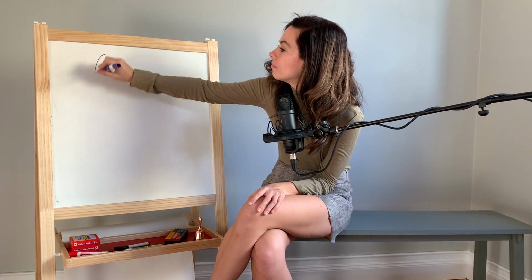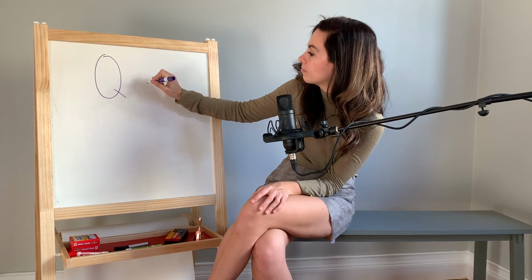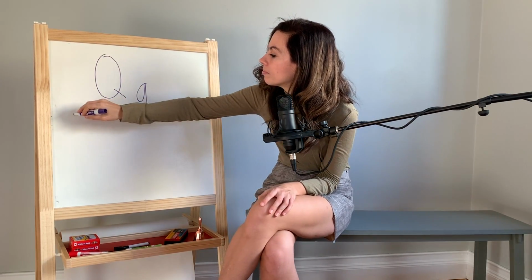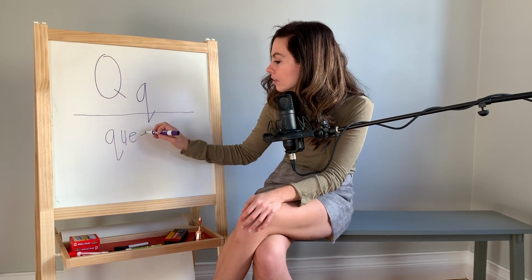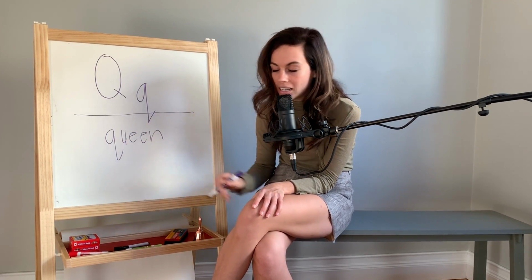The next letter we're going to talk about is Q. This is our uppercase Q and our lowercase q, and Q says qua, qua, qua. And an example of a word that starts with a Q is queen, queen, queen.